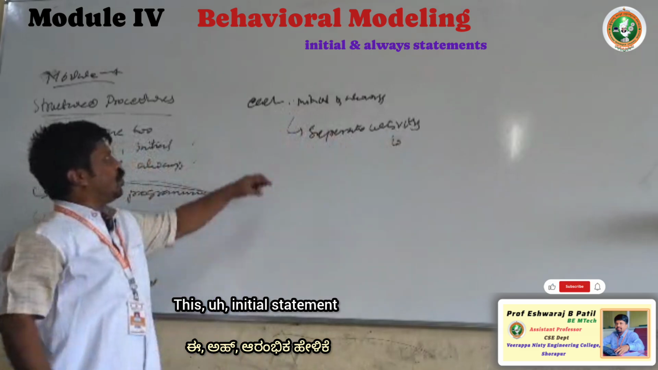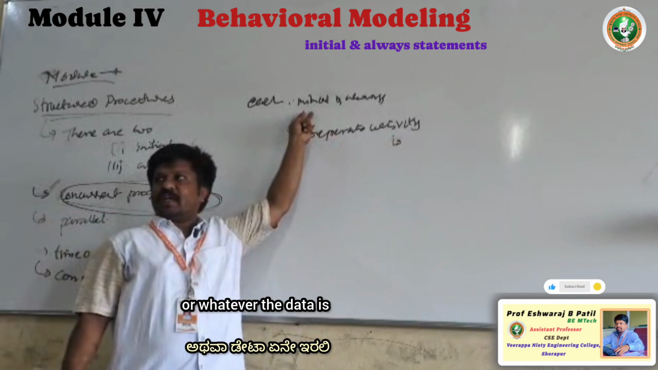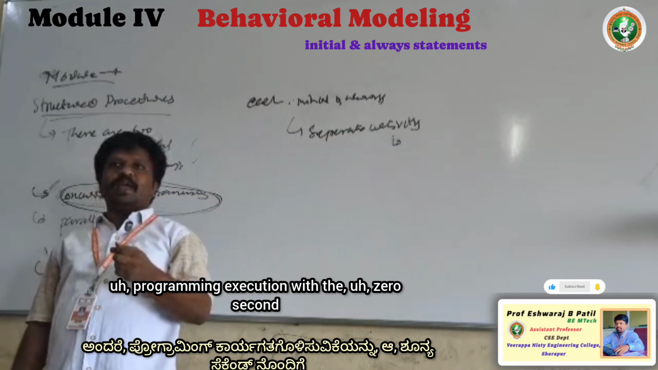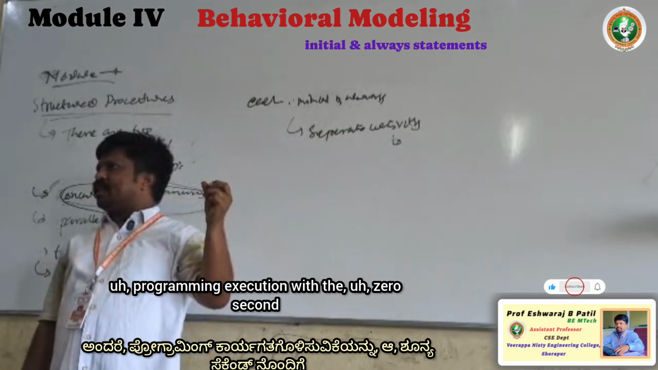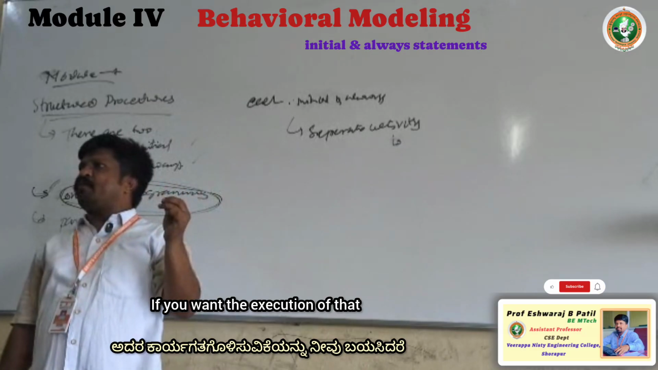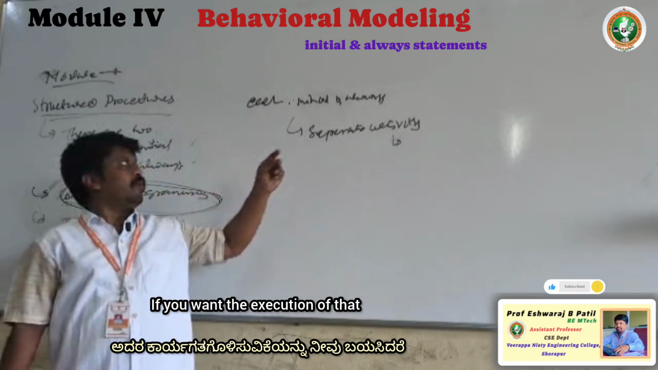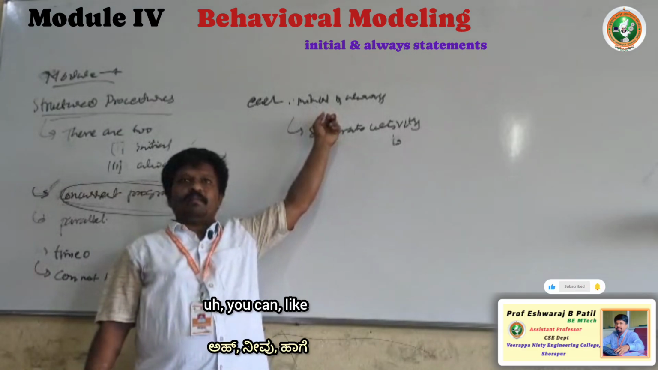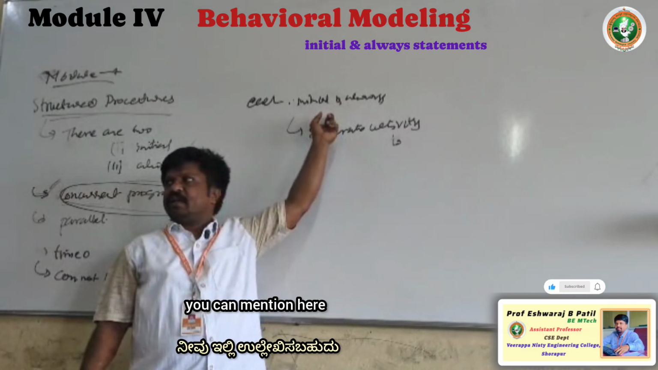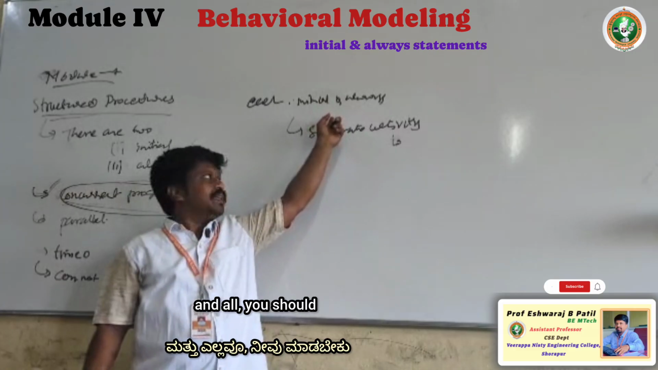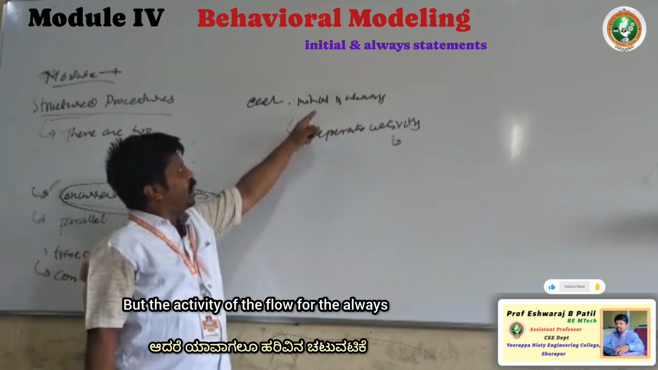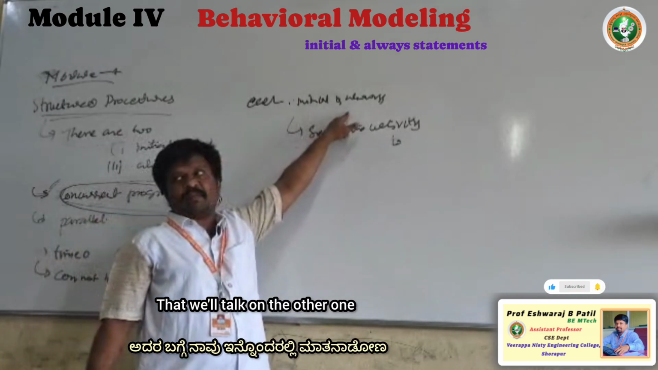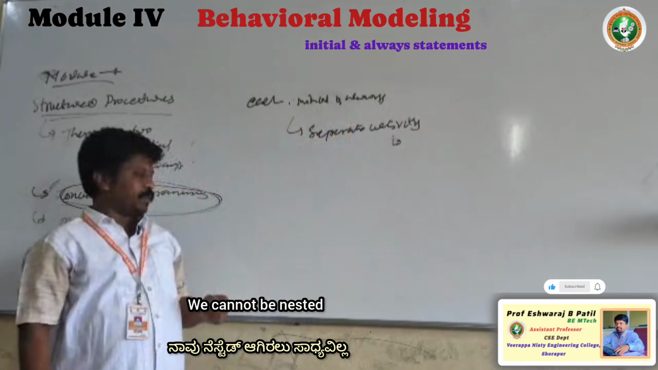The initial statement is used to initialize the program, and whatever data is needed goes in the initial statement. If you want to start program execution at 0 seconds, you mention it there. If you want the waveform execution to start at a particular time, you can mention that time here, for example 10 seconds, milliseconds, or 1000 nanoseconds. But the activity flows of always and initial statements are different.